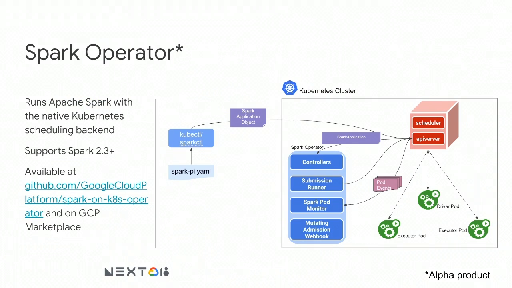So the first operator that we launched was the Spark operator. We had seen from users that many of them want to run data processing and batch analytics workloads on Kubernetes in a way which is native to Kubernetes. They wanted to use kubectl when running their Spark jobs. The Spark operator is available on GitHub as well as on the GCP Marketplace. And I would like to invite Yanan Lee, who leads the Spark operator, to give a demo and talk more about the operator.